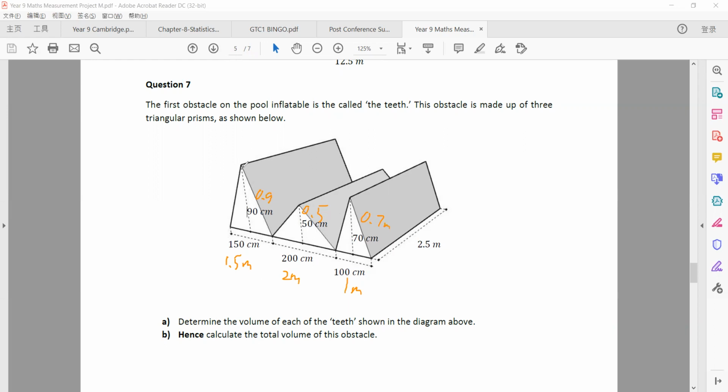So we first get the cross-sectional area. Because it's a triangle, you use A equals 1/2 times the base times the height. I just calculate the first one. For example, for the first one, that's 1/2 times the base 1.5 times the height 0.9. So you get the area for the first one, second one, and third one. You add them together, then you times by the height. So that will be your total volume.